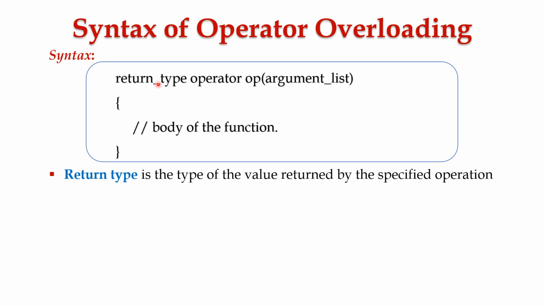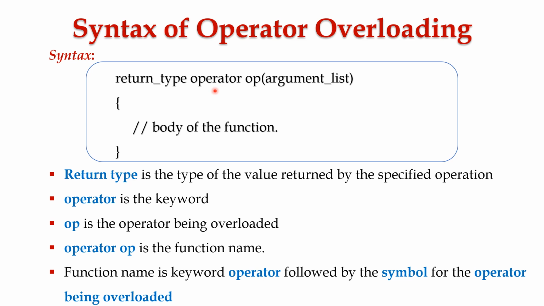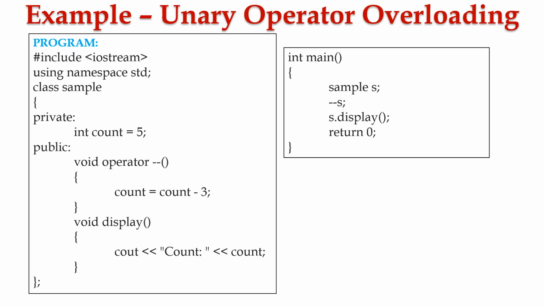Here, return type is the type of the value which is returned by the specified operation. Operator is a keyword and OP is the operator being overloaded, followed by the list of arguments. Here, operator OP is the function name, where operator is a keyword followed by the symbol for the operator being overloaded, that is given in OP. So hope you are clear on the syntax. Let's have an example using unary operator overloading.